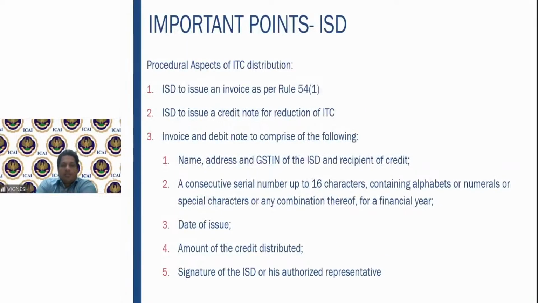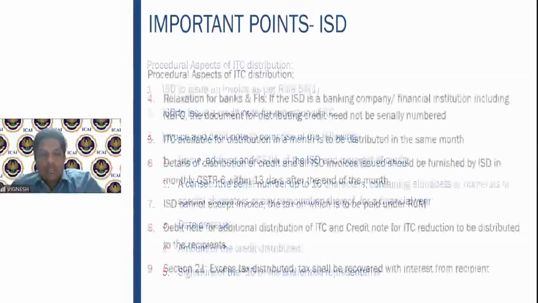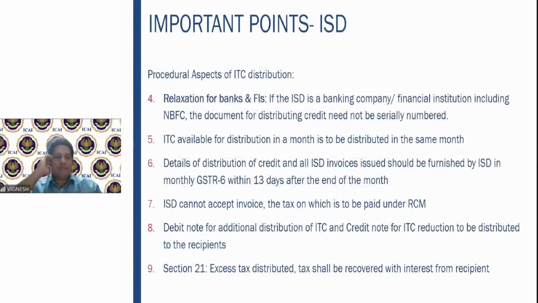Summarizing procedural aspects of ITC distribution, ISD is to issue an invoice as per Rule 54(1). A credit note is also to be issued for reduction of ITC. Invoice and debit note should have all of these details: name, address, and GST number of ISD and recipient of credit, serial number, date of issue, amount of credit distributed, signature of ISD or the authorized representative. Also, for banking companies and financial institutions, a relaxation is given. If the ISD is a banking company or financial institution, the document for distributing the credit need not be serially numbered because multiple branches will be there. Very difficult for him to distribute everything.